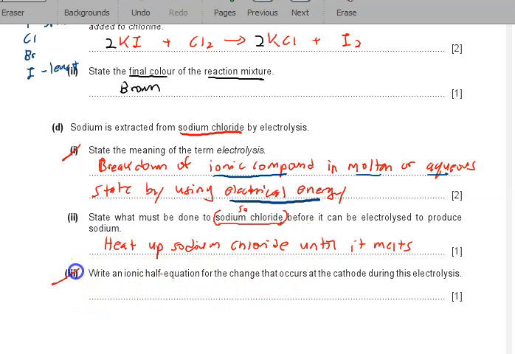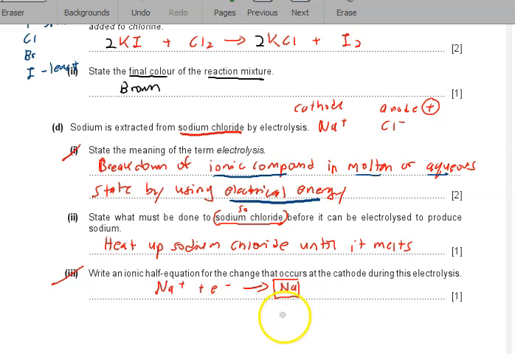Okay, now write an ionic half equation for the change that occurs at the cathode. When we have this one, we have 2 ions: one is sodium, another one is chloride. The chloride will be attracted to the anode, which is the positive rod, and the sodium will be attracted to the cathode, which is the negative rod. So here sodium ions will accept electrons and produce sodium. Okay, now we move to the next question.